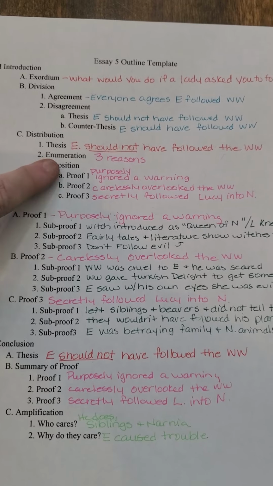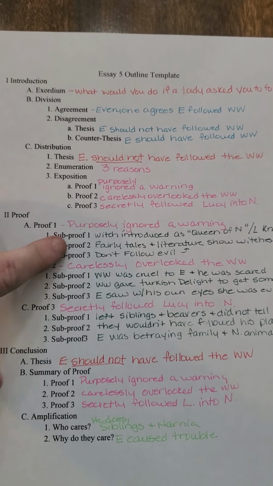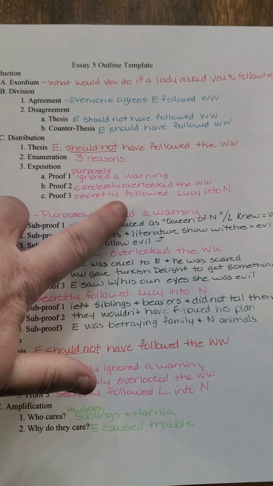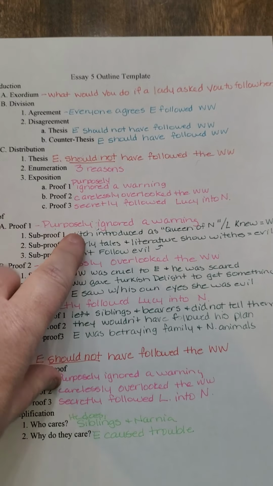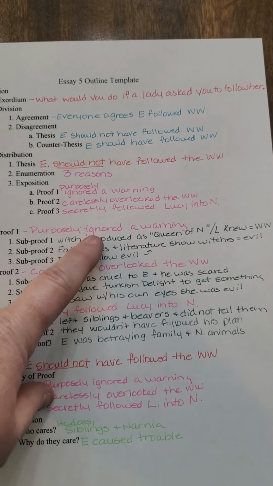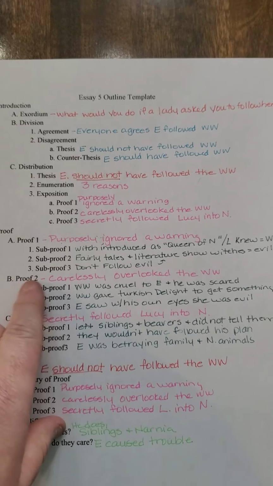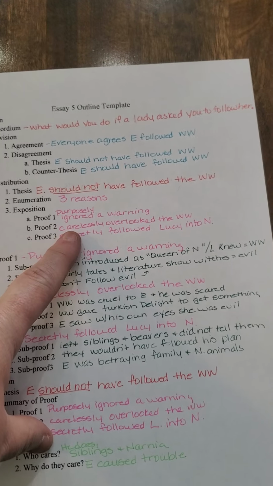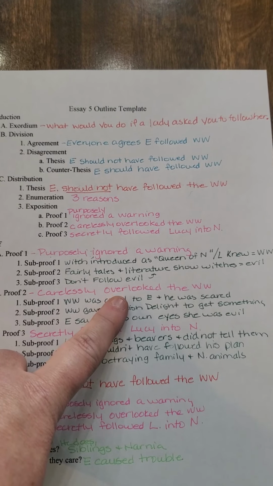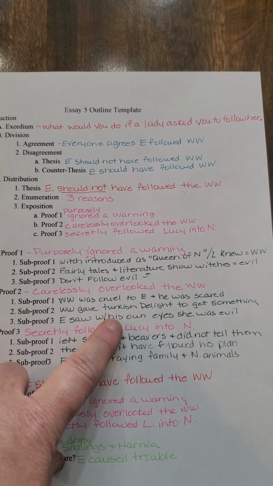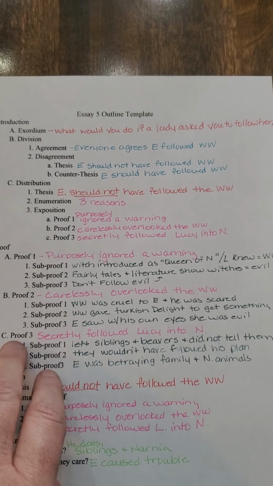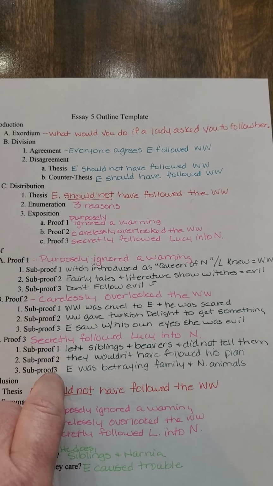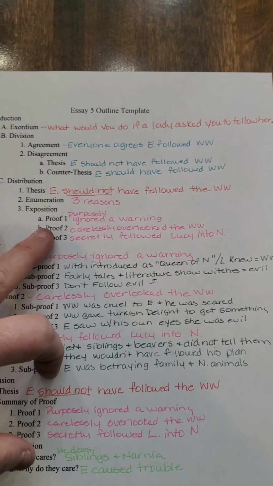Now I take each one of those and I write my subproofs. So I've got my proof 1, purposefully ignored a warning, which is the same thing from up here. And now I have my 3 subproofs. So I wrote out my 3 subproofs. Then I went back to proof number 2, moved it down here, carelessly overlooked the White Witch, and then my 3 subproofs that prove it. And then I have proof 3, and then my 3 subproofs for proof 3, which are the same as up here.